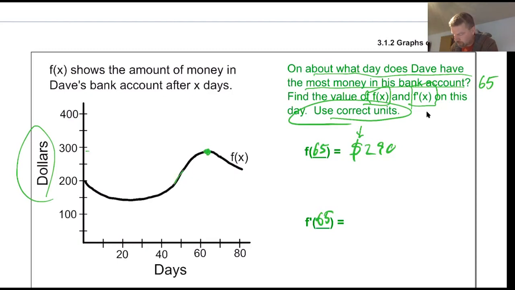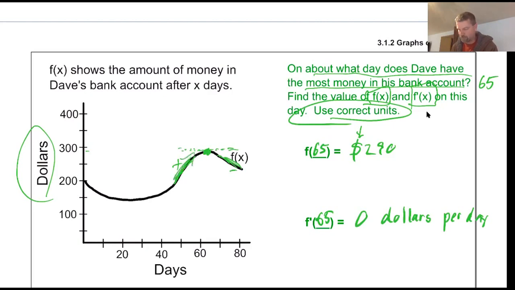Well, his money was increasing, then his money was decreasing. Right at that peak, you would have a slope that was exactly flat, right? Changed from an increasing to a decreasing. Right before you change from a positive to negative, you're going to equal 0. So that f prime would be 0. If I wanted units, again, it'd be $0 per day. When he reached that maximum, his bank account was changing at $0 per day.